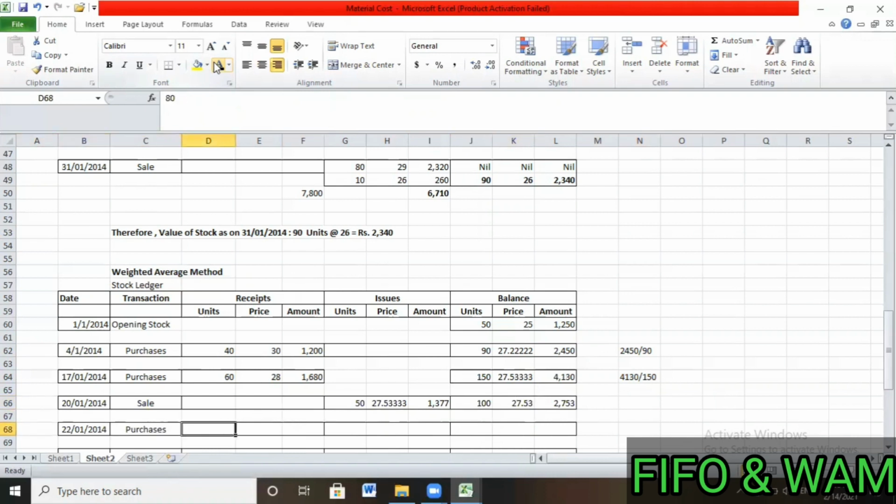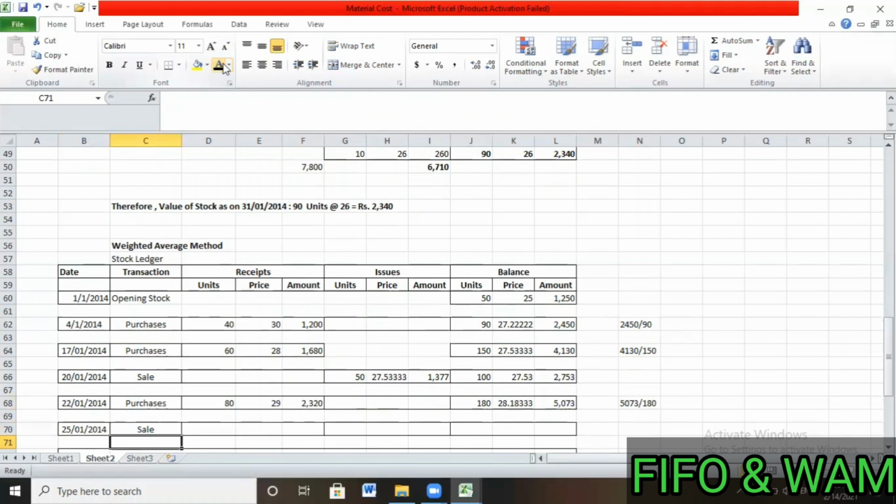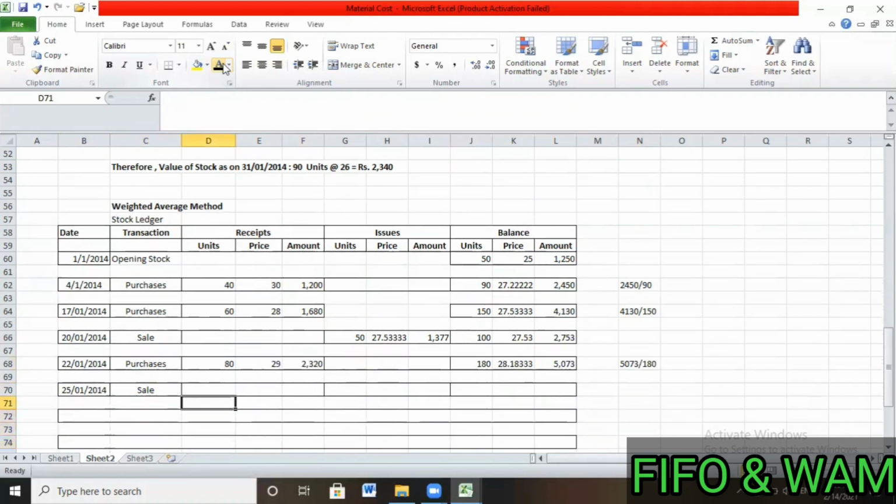Moving ahead, again a purchase takes place, this time at the rate of 29, 80 units. 80 plus 100, you will get 180, and again the amounts will add up, and the amount divided by 180 will give you the average pricing. On 25th January, you will have the transaction of sales. This sale takes place in issues, and this time we must follow the rate which is 28.18, which was last recorded. Out of 180, you sell 80, and the balance will be 100. Then amount minus amount, you will get a number. Again, there is averaging.